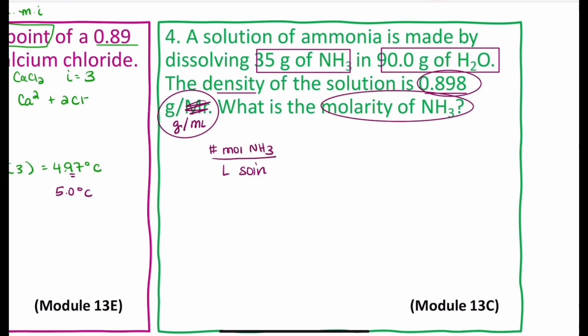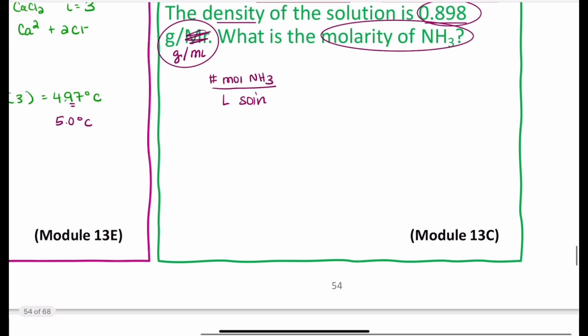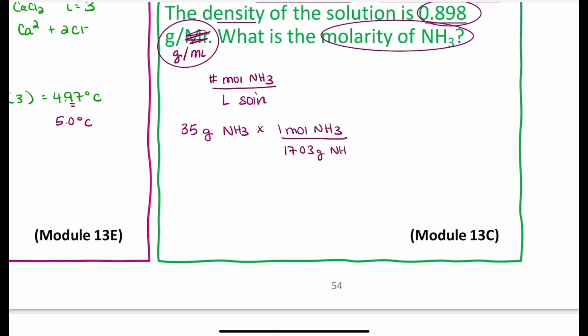So I don't care where you start. Let's just figure out the moles of ammonia first. Seems easiest to me. If I have 35 grams of NH3, 1 mole of NH3 is 17.03 grams, and this gives me 2.05 moles of NH3. So I've got my numerator.